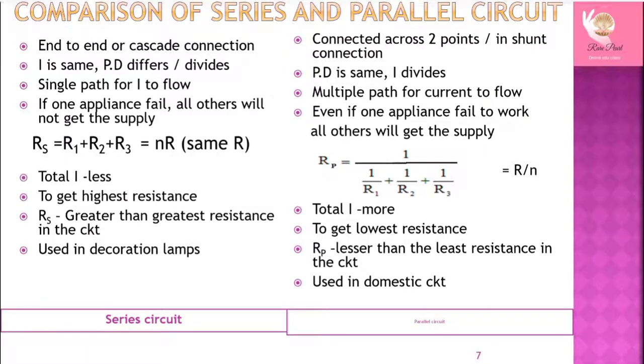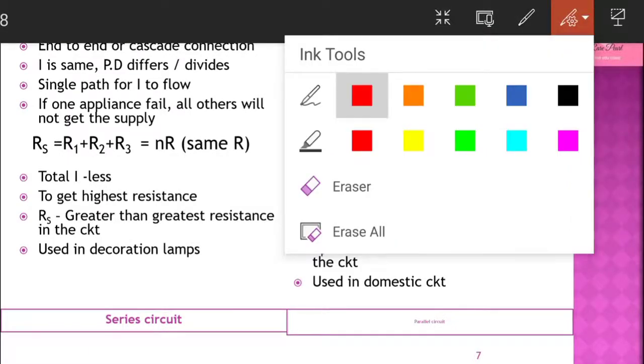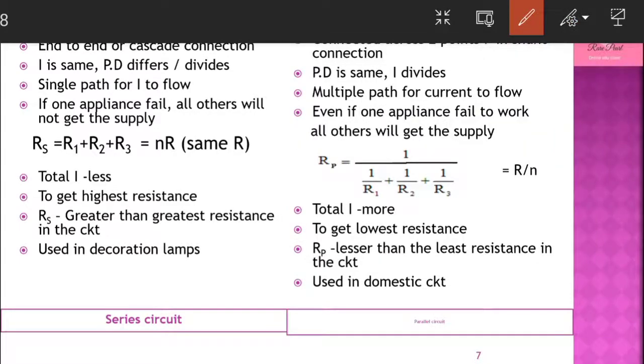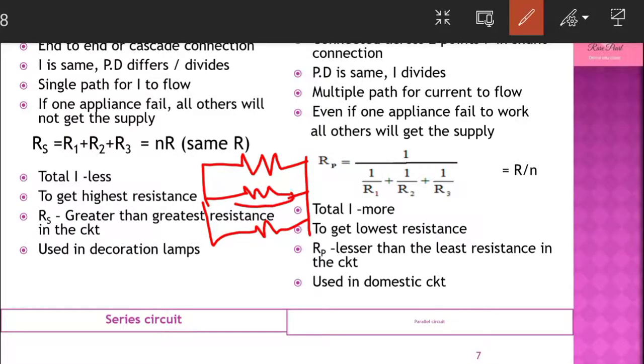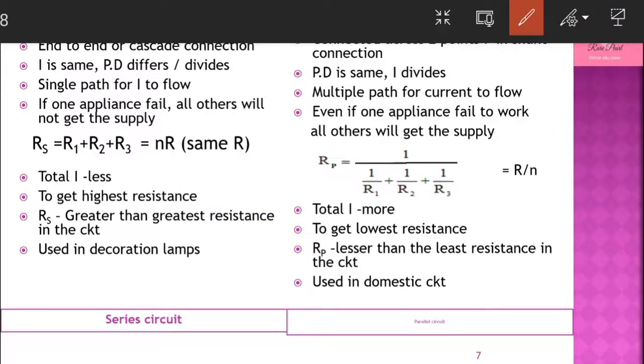Whereas in parallel connection, what will happen? See in parallel connection, what happens is that if one of the LED is not working also, see if this LED is not working also, they will get the supply, isn't it? They are getting the supply. It will not affect the other appliances or other LEDs. Fine. This is the advantage of parallel connection.